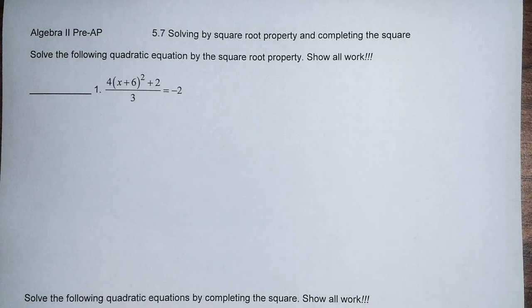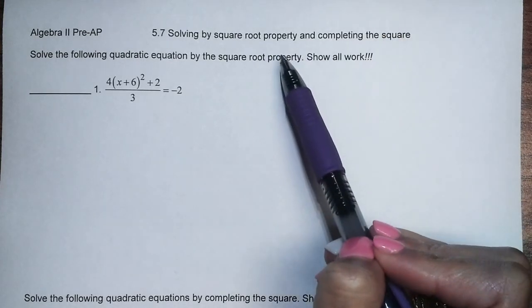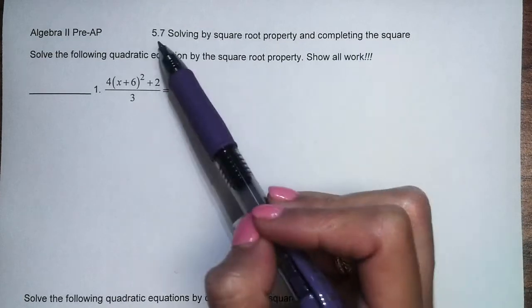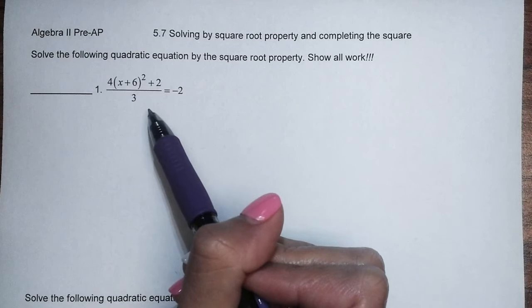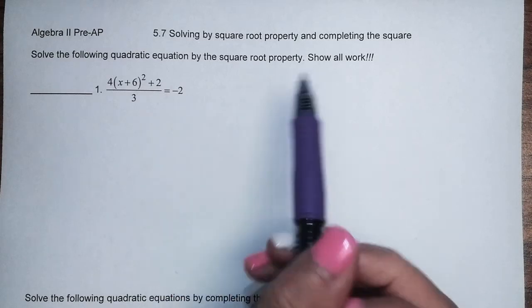Today we're going to be doing some examples on how to solve by the square root property or completing the square in section 5.7. So here's our first example. Solve the following quadratic equation by the square root property.